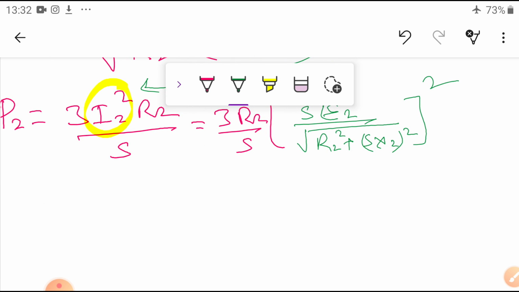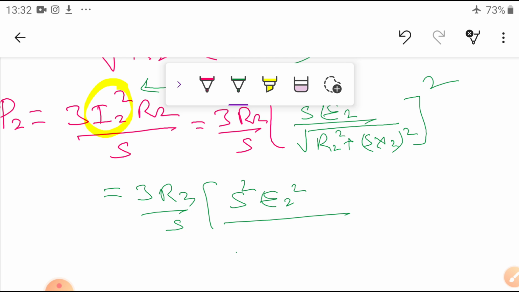Okay, dear students, this is very easy. You can do it. That is equal to 3 R2 by S, so that is equal to S square E2 square divided by R2 whole square plus Sx2 whole square. This will cancel the root. Okay, this is the equation.